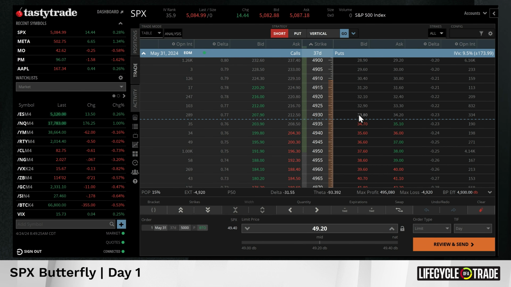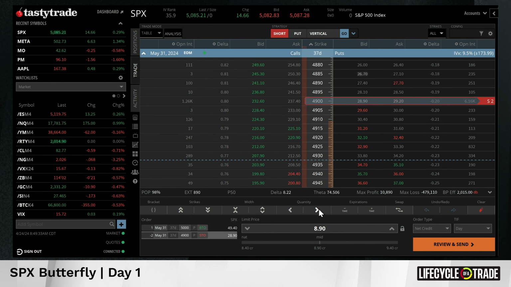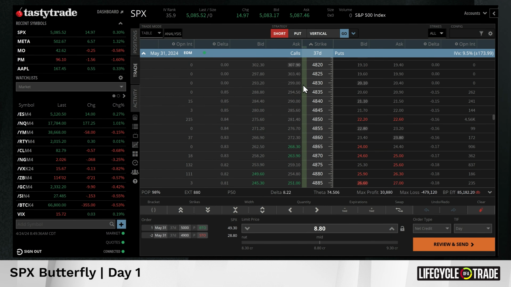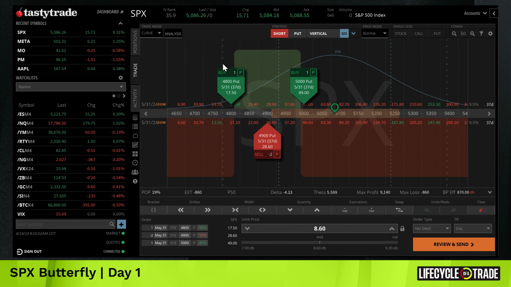I like to go between 100 and 200 points wide on my butterflies in SPX. So let's say the 4,900 here for our short strikes. And to cap the risk and make this a fully defined risk trade, we would go out to the 4,800 strike and buy one of those 4,800s. These spreads typically trade somewhere in the 1,000 to 2,000 range, depending on the duration, depending on how wide your spread is. A 100-point wide spread is a little bit less. If you go into a 200-point wide spread, it'll be a little bit more expensive.